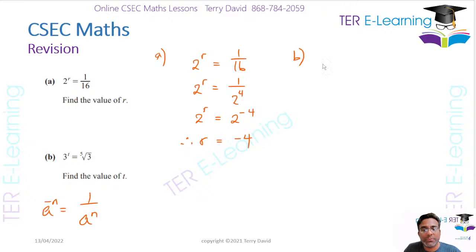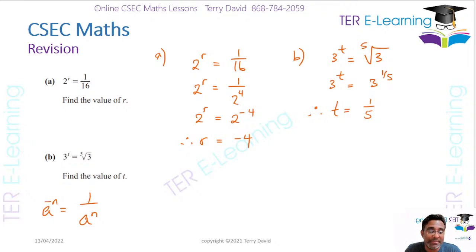For part B now, we have 3 to the power t is equal to the 5th root of 3, right? Now I can write this as 3 to the power t is equal to, now this is the 5th root, so this is 3 to the power 1/5, right? So therefore I can say that t is equal to 1 over 5, right? So those are those little questions that can come in the exam that you can potentially get wrong, right, if you don't remember your rules.